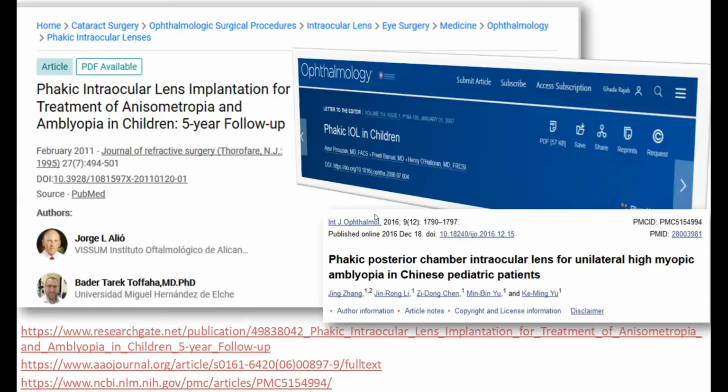When it comes to refractive surgery, we have many papers talking about refractive surgery in the pediatric age group, whether corneal, like PRK, or intraocular, like phakic IOLs for high myopia, for example. And as you see, there are a lot of papers. This is just an example.